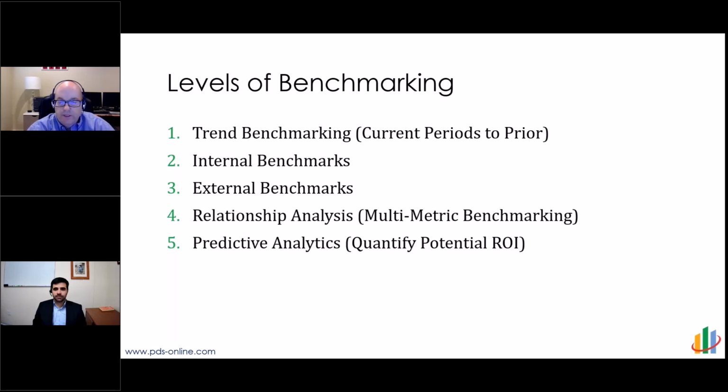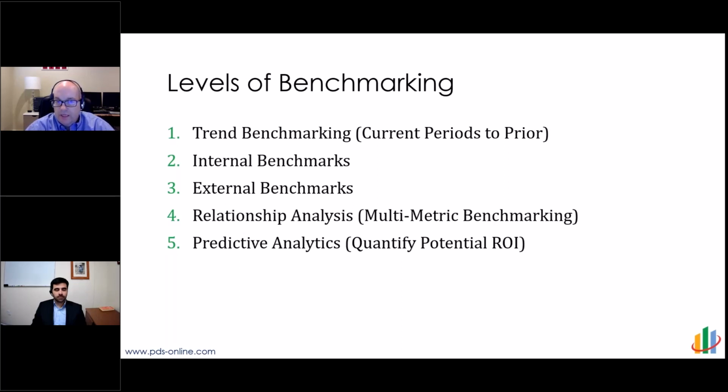In addition to that, you can look at internal benchmarks where you're comparing providers against just peers within their department or division or specialty or clinic, and looking at averages from that standpoint as well. You don't have to go outside to be able to add context to what each individual provider is doing compared to the average of their peers.